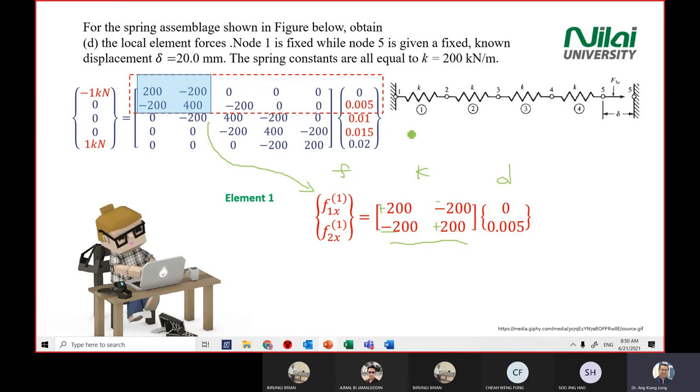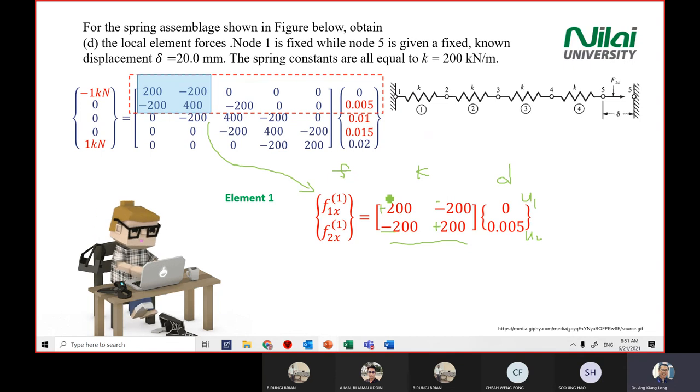Then you write the displacement that you already found just now, 0 and 0.005. This is U1, this is U2. So from here, you have two equations again, and you manage to find your F1x and F2x. All right.